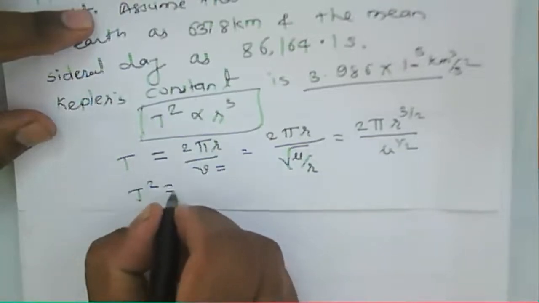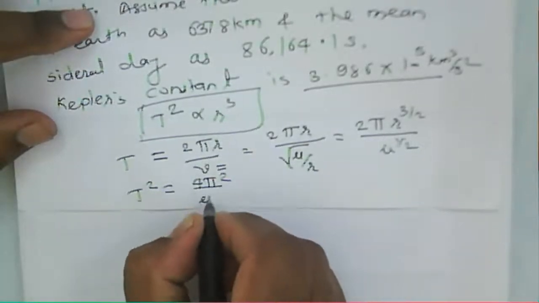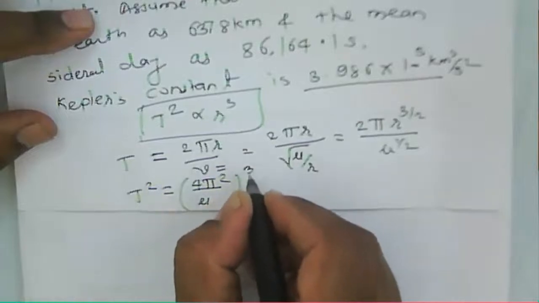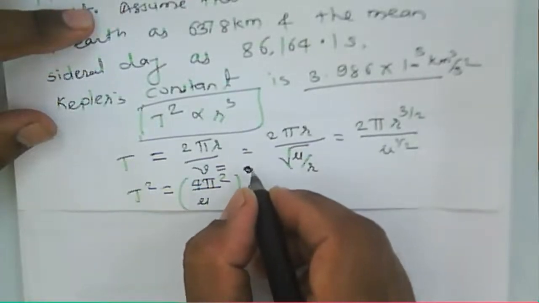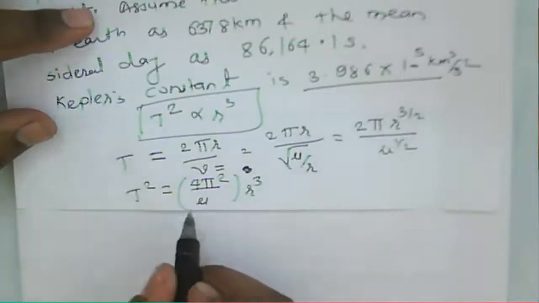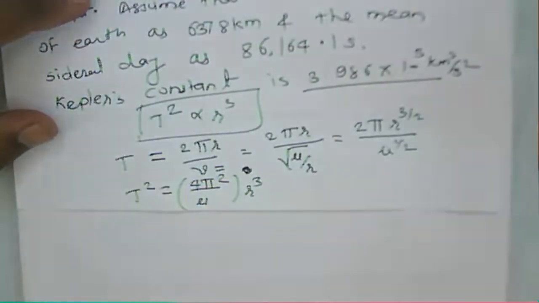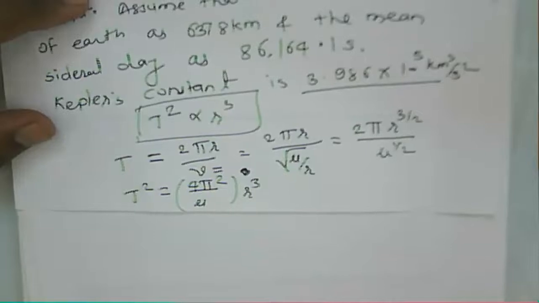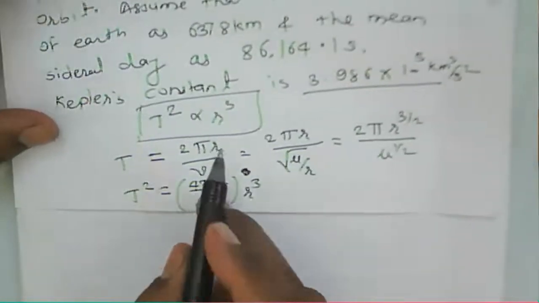Or we can directly say that T squared is equal to 4 pi squared by mu into r cubed. That is, we consider it in terms of T squared. So the 1 by 2 will get cancelled, and here we have 4 pi squared by mu into r cubed.